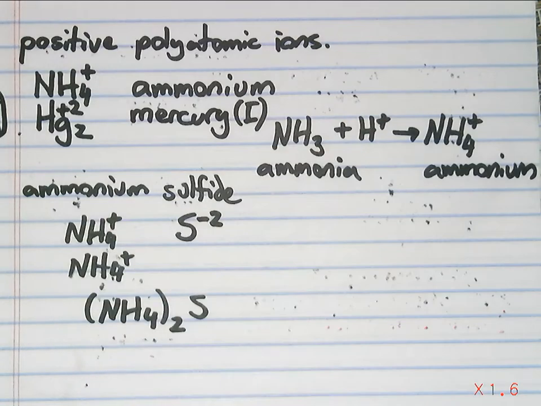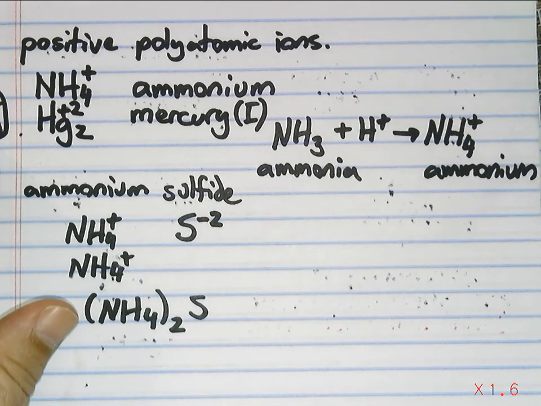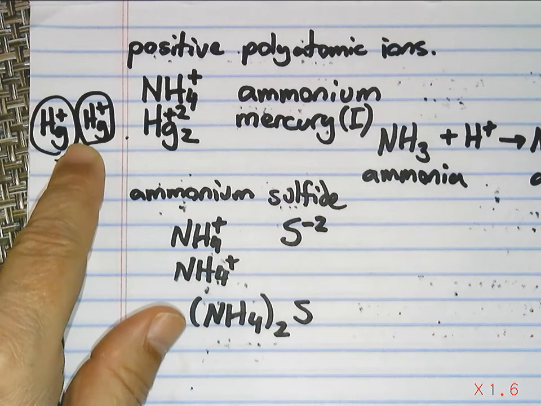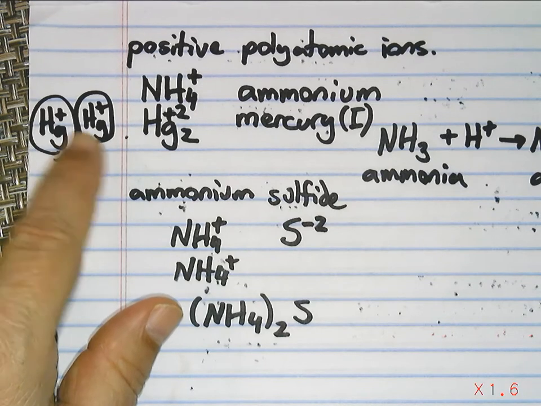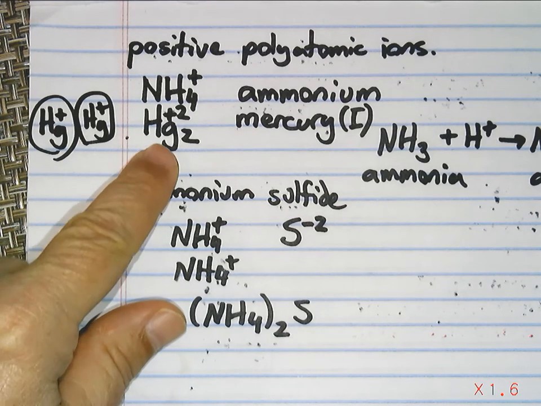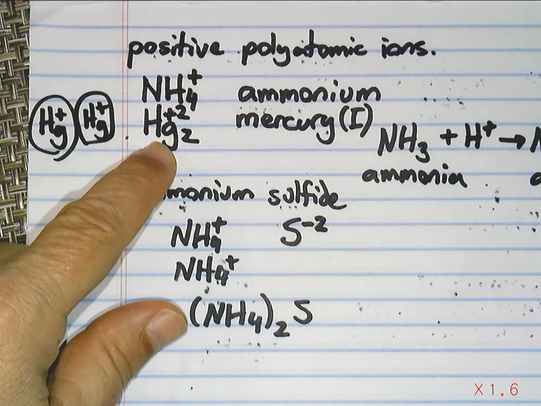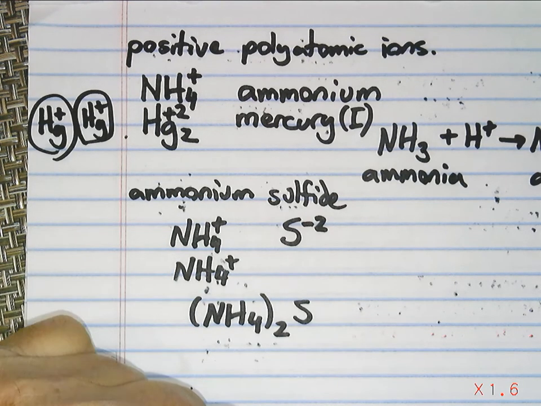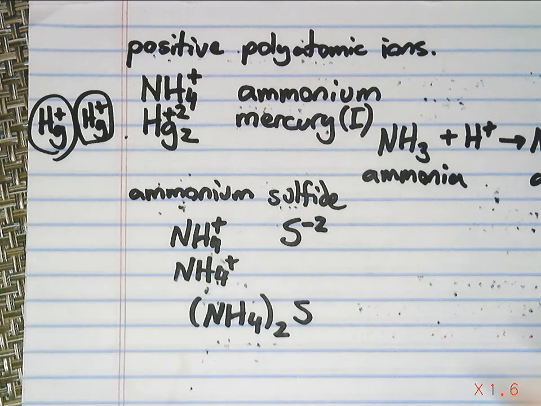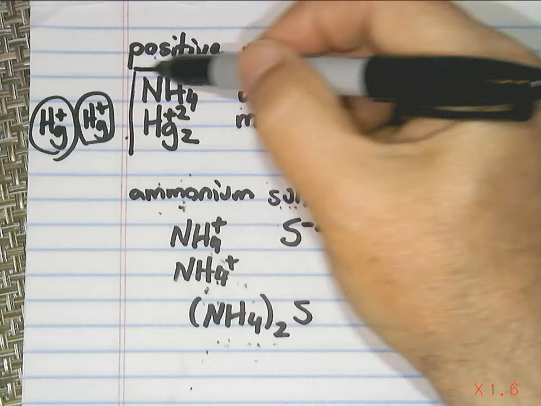Now, when I write it down that way, you can see that you have 2 mercury 1 ions. Mercury 1 ions always come in pairs that are hooked together, and we write it down as Hg2 +2. So that's kind of a strange one. Let's play with it.